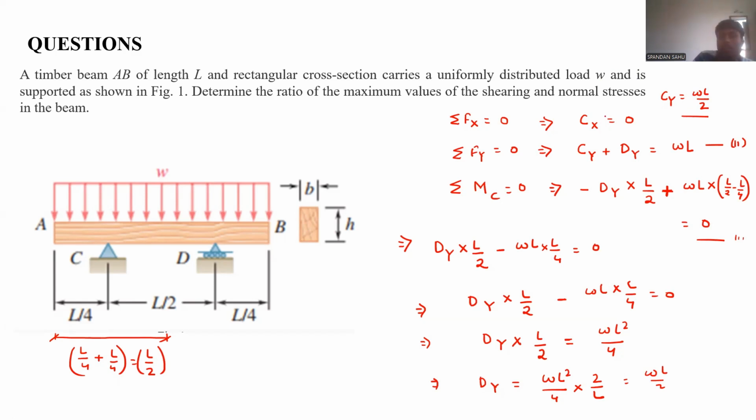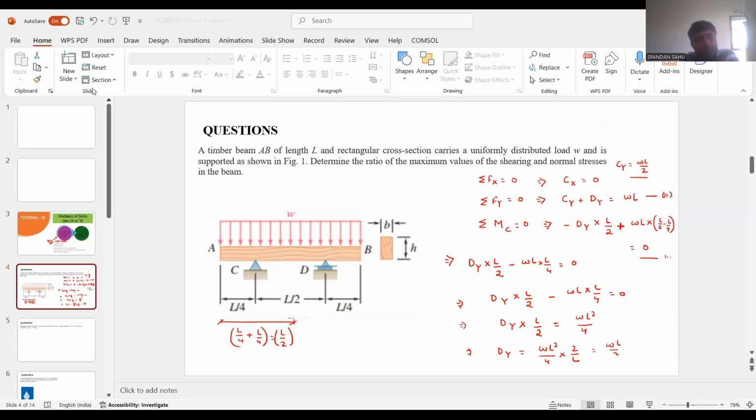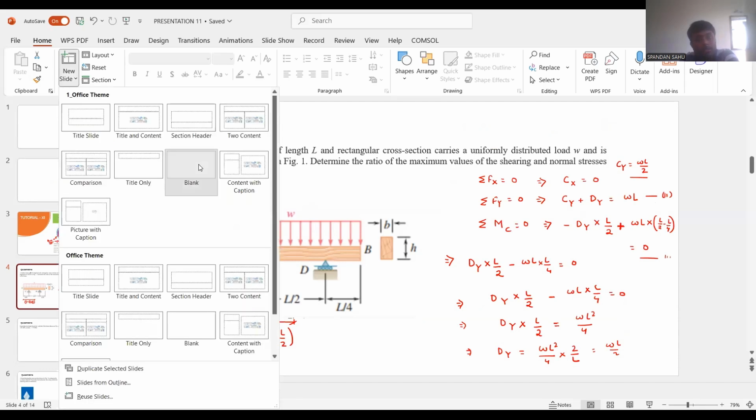Now we have got both the support reactions. Now what we have to do? We have to plot the diagrams, that is shear force and bending moment respectively for the entire span. So how to do that? We have discussed completely in the previous class. Now please tell me how to do that. In the meanwhile, let me add some slides because it is a lengthy question. It will take some more slides. Okay.